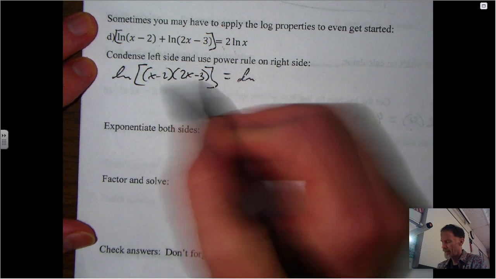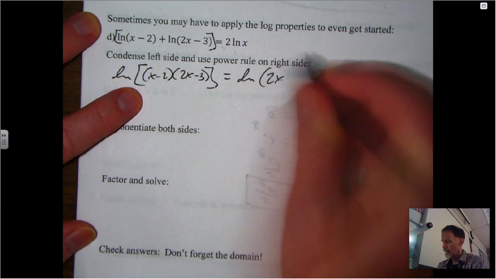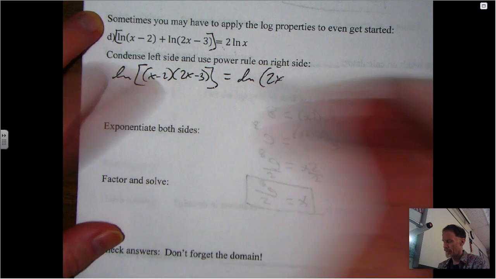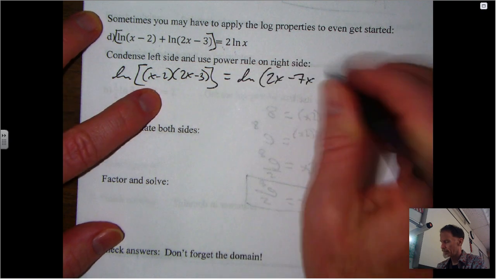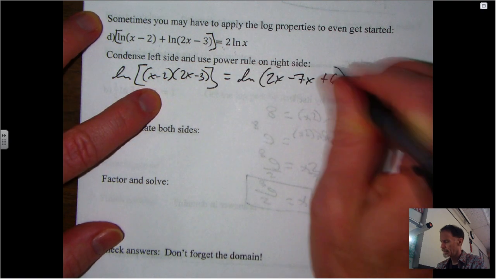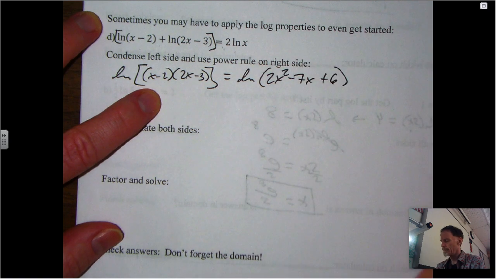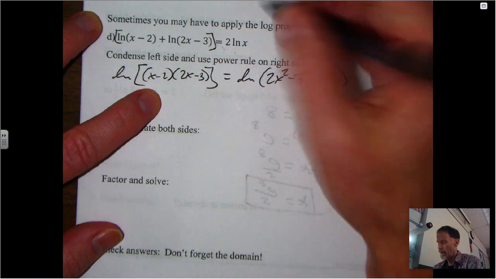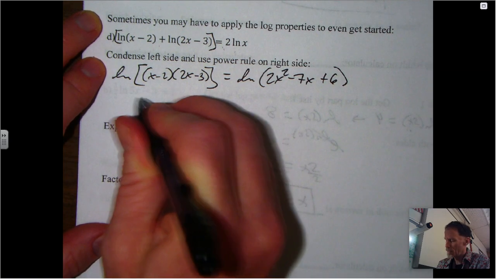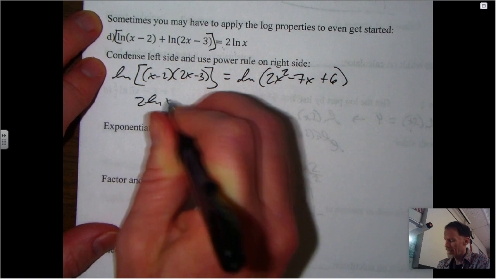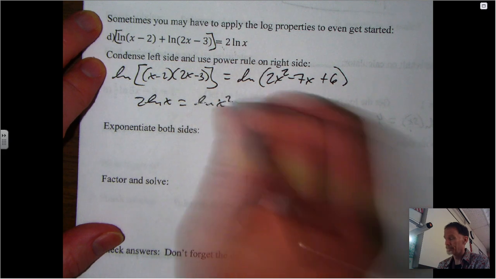So I have the ln of 2x squared minus 3x minus 4x, that's minus 7x, and then plus 6. I didn't write the squared, sorry, 2x squared. And then remember, that's still equal to this, but also notice in here, I'm going to deal with the right-hand side. Notice 2 ln x, I can use the power rule, and I can write that as ln of x squared.